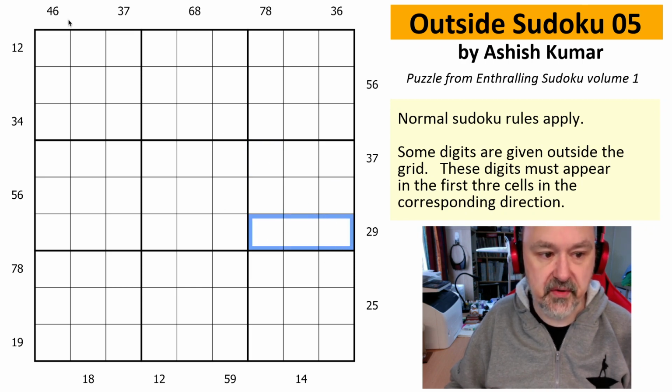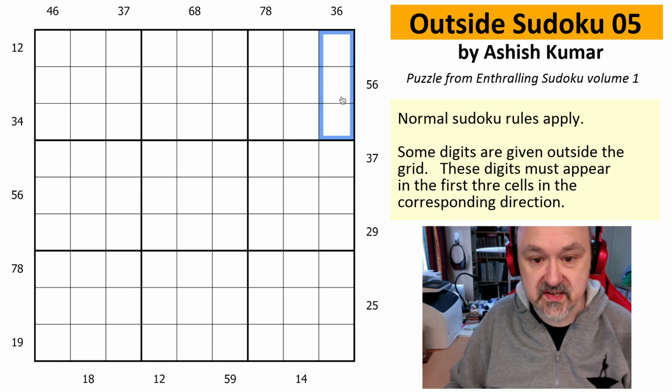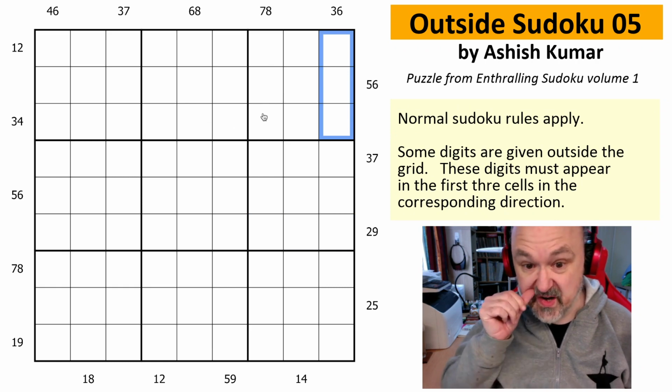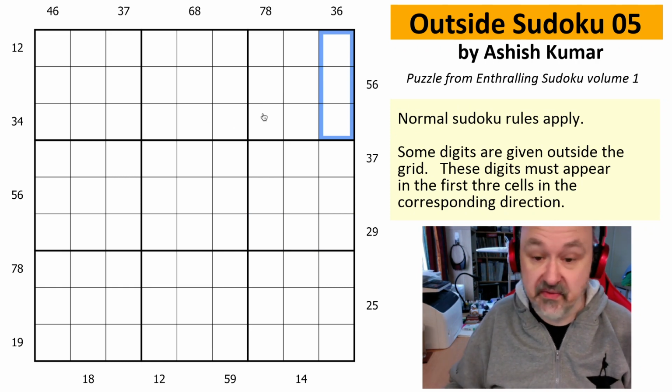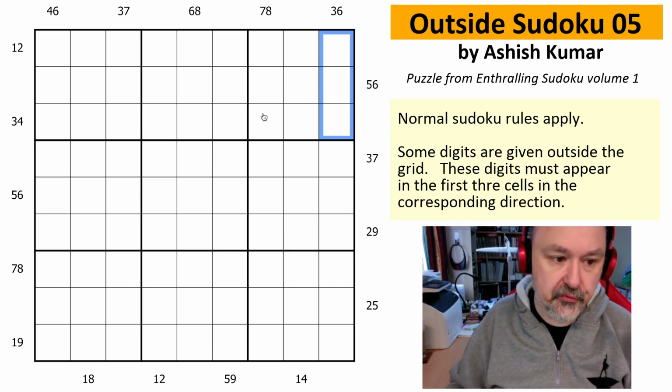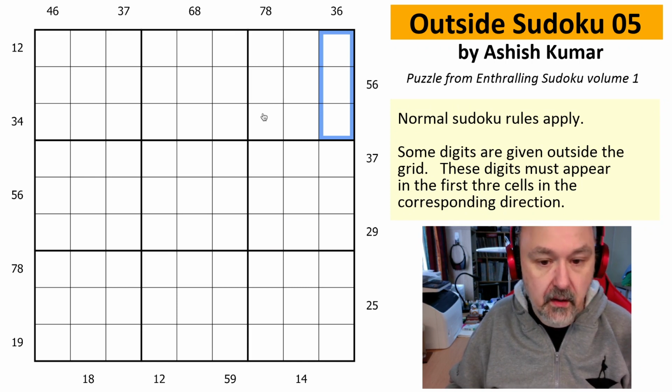Now in this puzzle, all of the clues are provided as 2. Some outside puzzles you will get 3 clues, so you know exactly what the triple will be. Sometimes you only get 1, but in this puzzle everything has been provided as 2s. And that's the whole rule set, apart from normal Sudoku rules apply. So with that, let's give this a look.